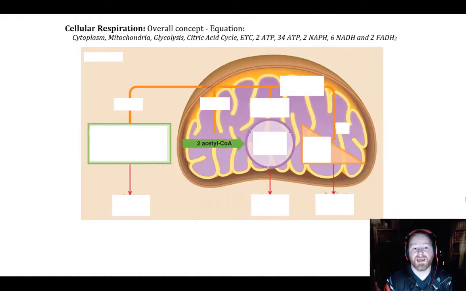So now let's take a look at cell respiration, right? We know that plants and other things that photosynthesize will make glucose, and in that process, they make a little bit of ATP, and they'll use that to drive some of the processes for metabolism. But in the end, what do they do with that glucose?